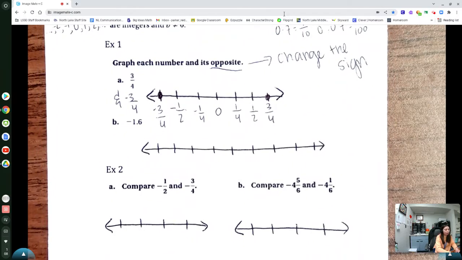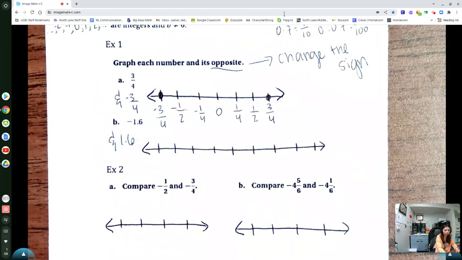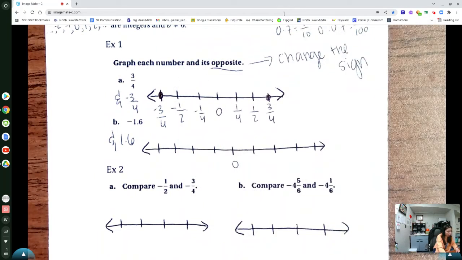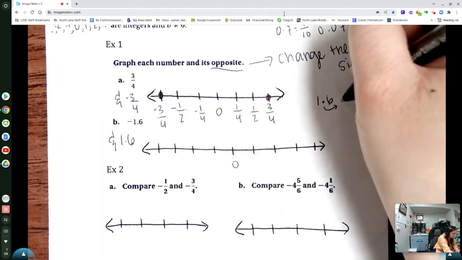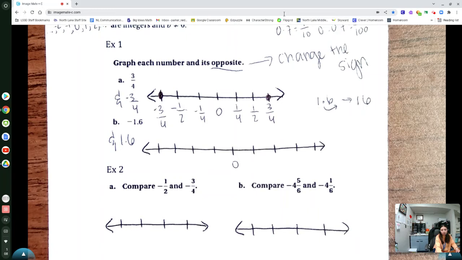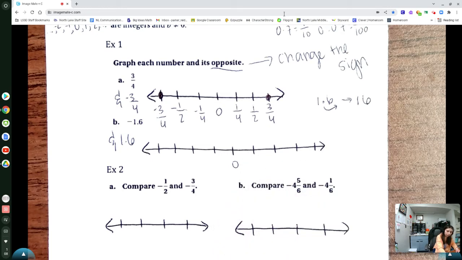Next, I'm going to graph -1.6 and its opposite. Again, just change the sign. Its opposite is +1.6. So I'm going to put 0 in the middle. Now to get to 1.6, it seems a little bit odd, but I'm going to imagine that I moved the decimal out of 1.6 and that I'm thinking about the number 16 instead. If I think about what I could count by to get to 16, there's multiple choices, but since I have 4 spots, I'm going to choose to count by 4s: 4, 8, 12, 16.